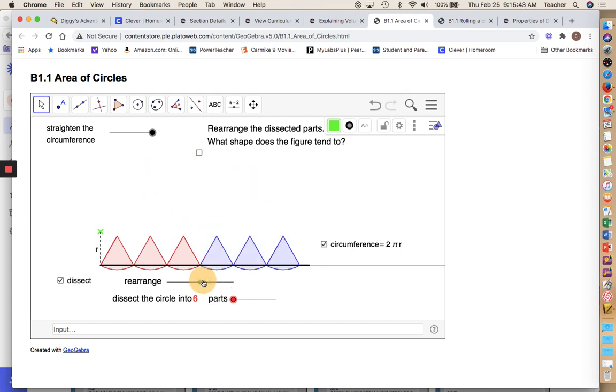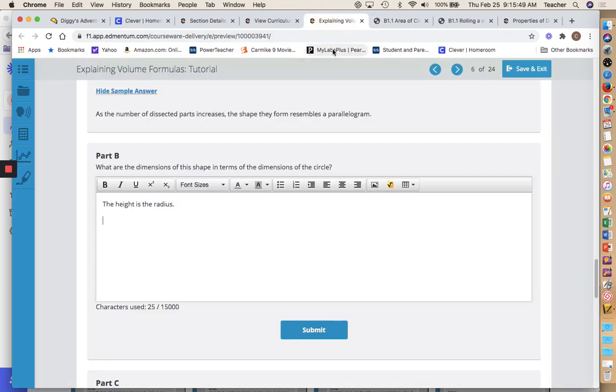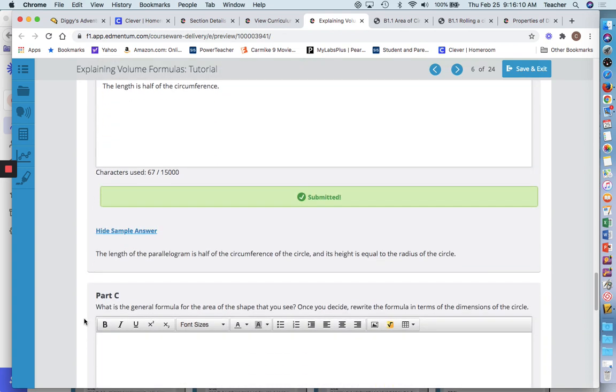So let me show you. See, it was there, and it came on top of itself. So it's half of the circumference. The length is half of the circumference. Now, the reason why it's just height and length is because the area formula for a parallelogram is just base times height. Height and length, same thing. Okay, circles. Yeah, okay, cool.